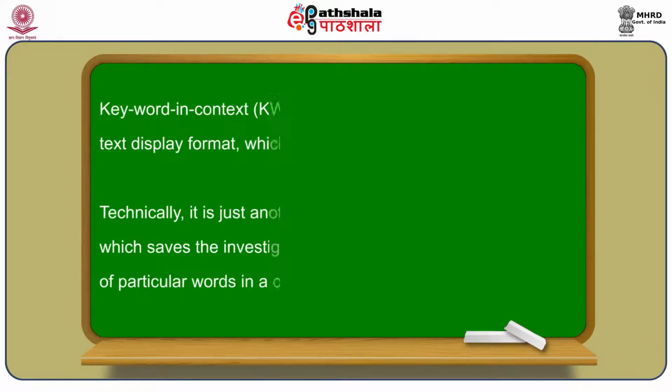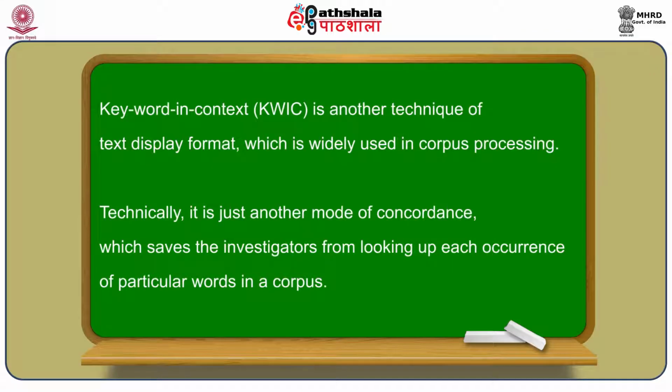Next issue is keyword in context. So keyword in context is basically a further extension of concordance. Keyword in context is another technique where text is put in a display format, which is widely used as a corpus processing part. Even the keyword in context database can be treated as another mode of concordance, which saves investigators from looking up each occurrence of particular words in a corpus.